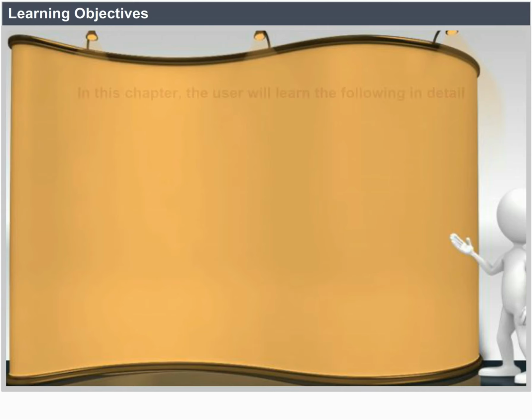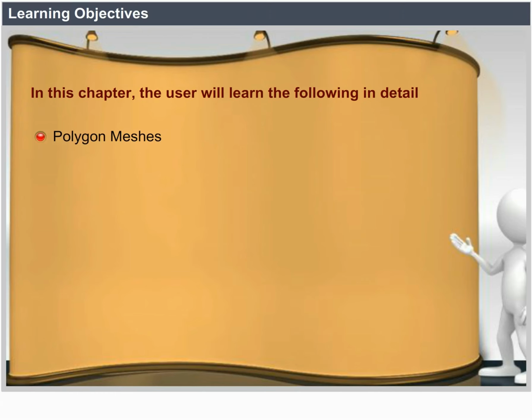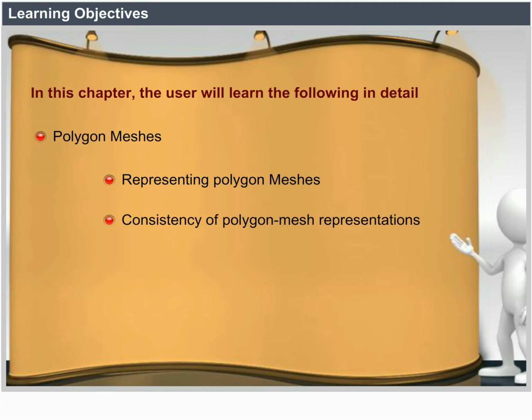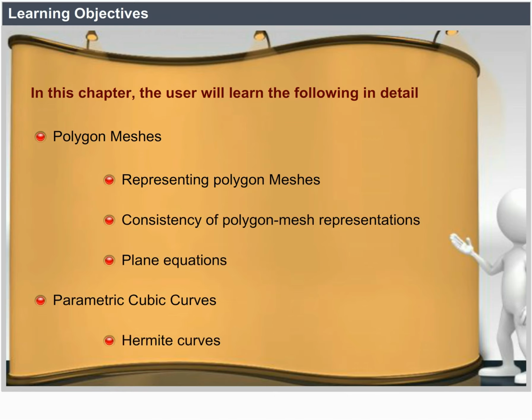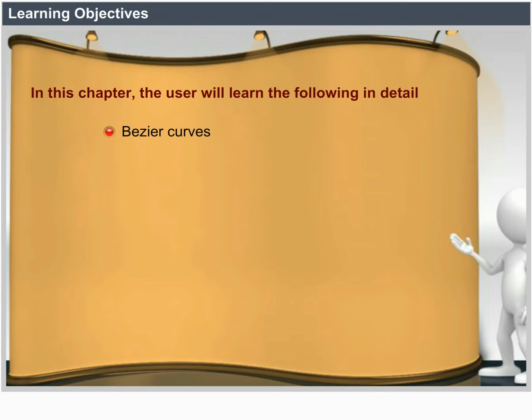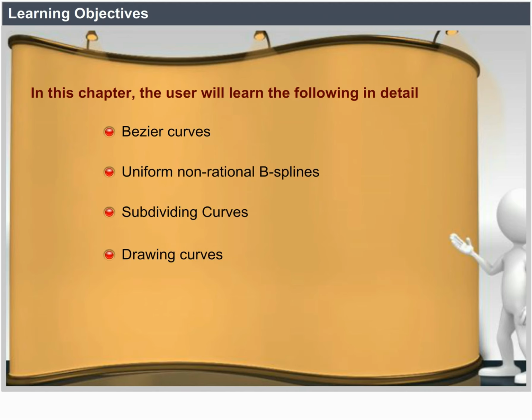Learning objectives. In this chapter, the user will learn the following in detail: polygon meshes, representing polygon meshes, consistency of polygon mesh representations, plane equations, parametric cubic curves, Hermite curves, Bezier curves, uniform non-rational B-splines, subdividing curves, drawing curves, comparison of the cubic curves, parametric bicubic surfaces.